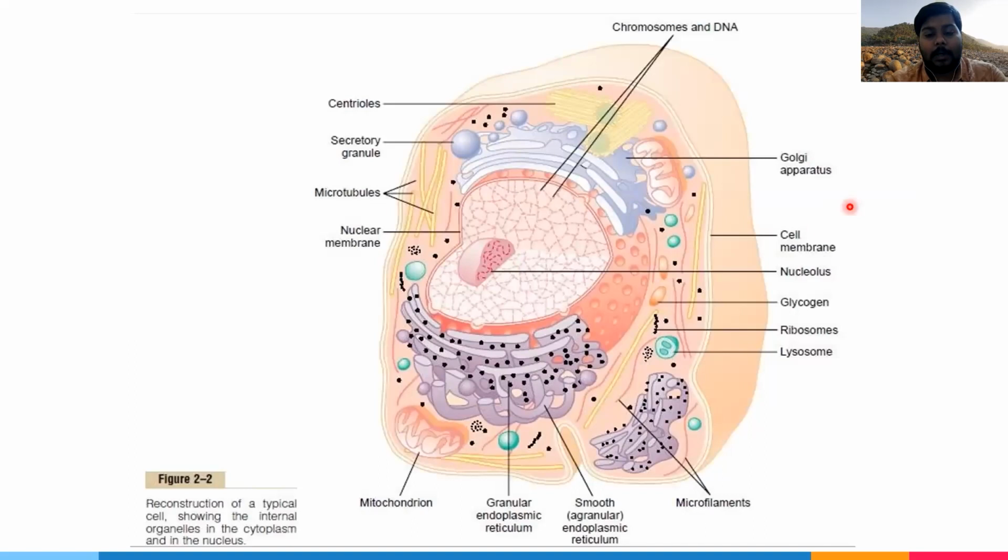Next, here we have an enlarged picture of the cell itself. And here we can see various structures of the cell. These include the nucleus, which also has the nuclear membrane, the endoplasmic reticulum, the Golgi apparatus, mitochondria, lysosomes, ribosomes, microtubules, secretory granules, all which constitute the whole cell. Here we can also see the chromosomes as well as the DNA inside the nucleus.